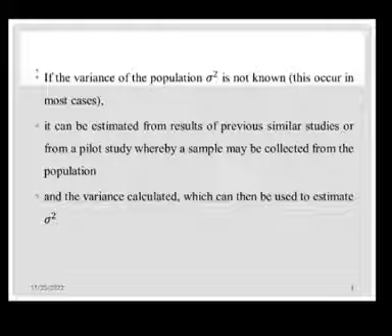If the variance of the population is not known, which occurs in most cases, it can be estimated from the results of a previous similar study or from a pilot study, whereby a sample may be collected from the population and the variance calculated, which can be used to estimate the variance.